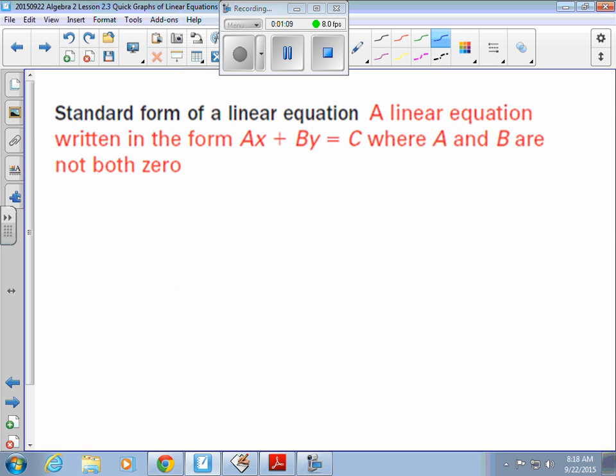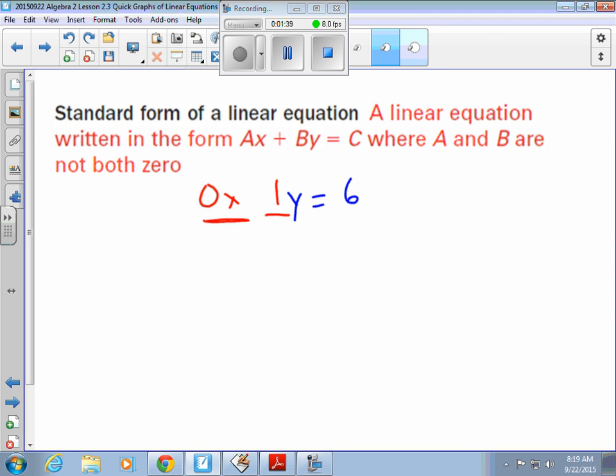Standard form, Ax plus By equals C, where A and B are not both 0. One could be 0, but the other can't. What this means is y equals 6 is standard form, because you can have an understood 1 as the coefficient, so that's like 1y. And you could have 0x plus by, which doesn't have to be shown. So even though it doesn't look like standard form, y equals 6 is standard form. Both of them can't be 0. One of them can, though.